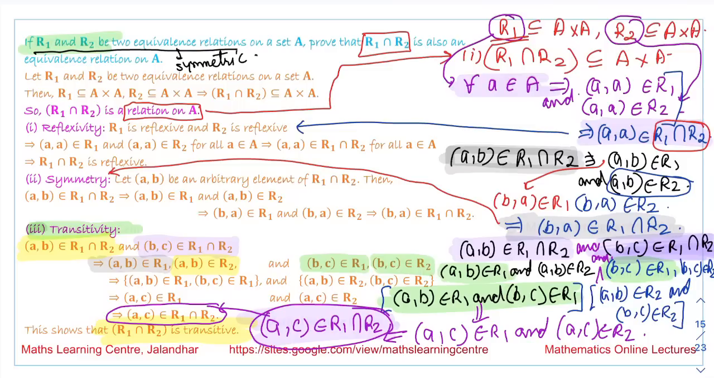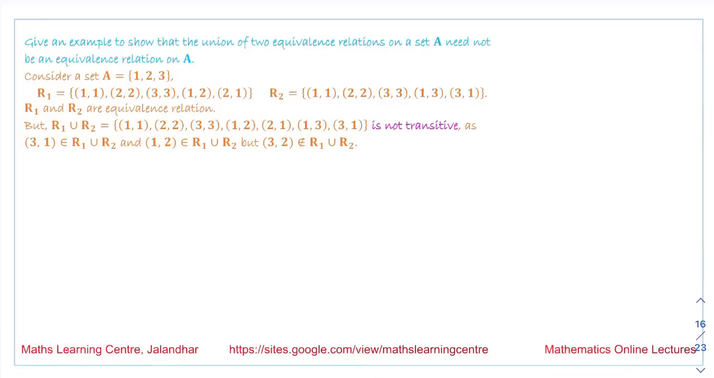Now the next thing we have is we have to give an example to show that the union of two equivalence relations need not be an equivalence relation. In the previous question we have proved that the intersection of equivalence relations is an equivalence relation. Now we are proving that unions need not be equivalence relations. So we have considered a set A over here. We have considered two relations. One is the relation R1 is equal to this and second is the relation R2 is equal to this.